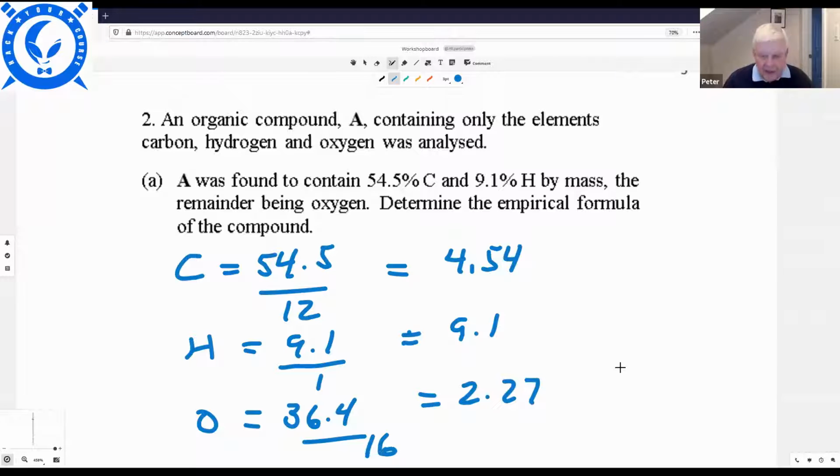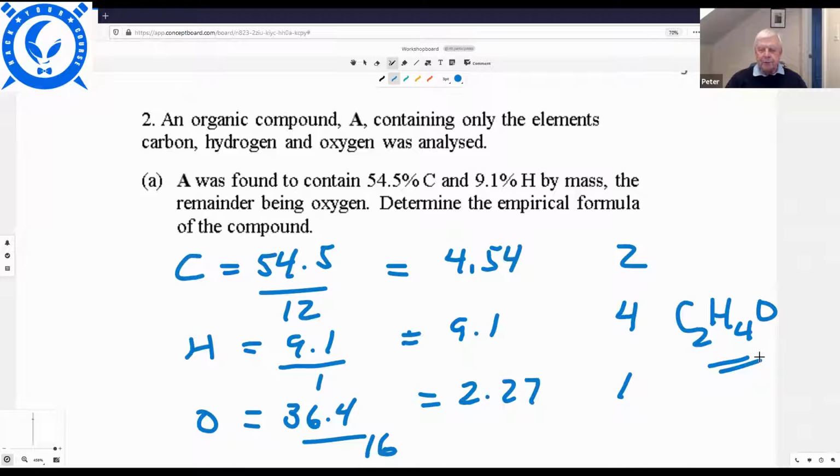So therefore, you then let the smallest one be equal to 1, and you find out the ratio of the others to that. The carbon turns out to be 2. The hydrogen is 4. So therefore, the empirical formula of this compound is C2H4O. Okay, percentage composition divided by the atomic weights gives you this, and then you determine the ratio of the atoms by simply setting the smallest number equal to 1, and then find out the ratio relative to the other two.